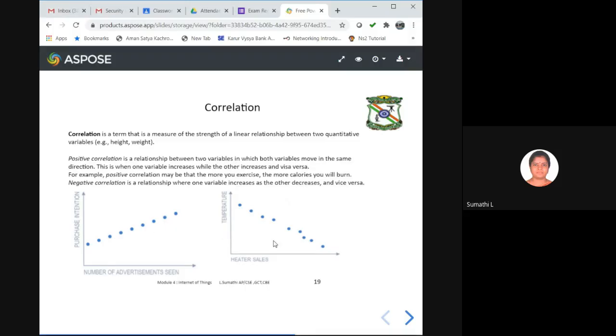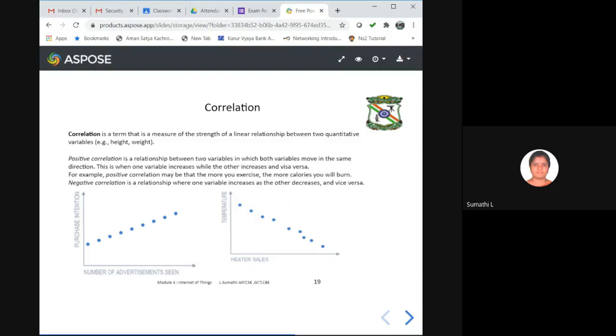Now look here. See, when there is a decrease in temperature, the heater sales increase, right? Then I call it a negative correlation. When there is a decrease in temperature, the heater sales increase. That is a negative correlation.